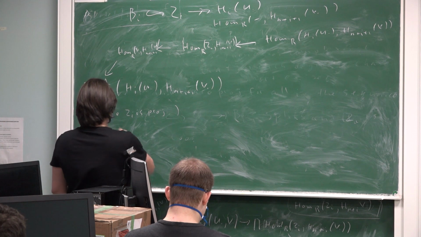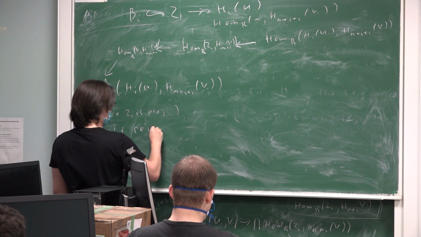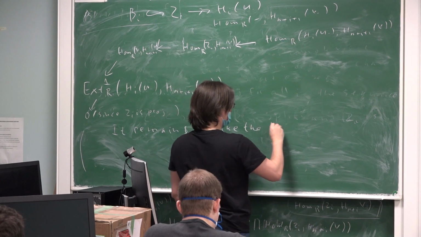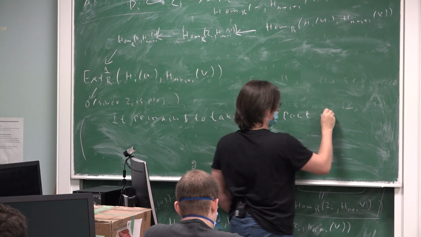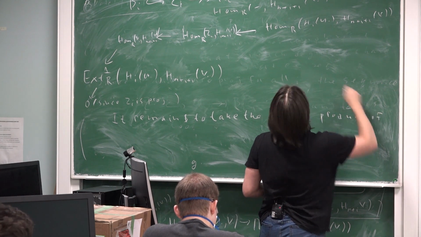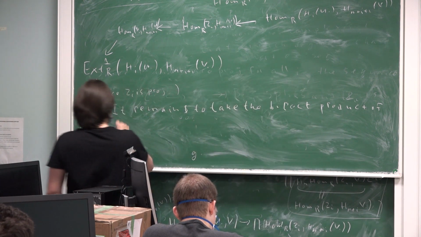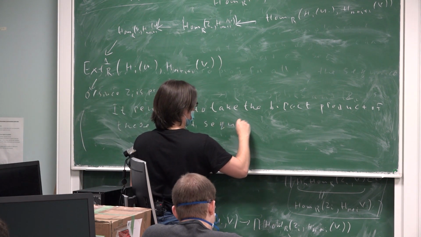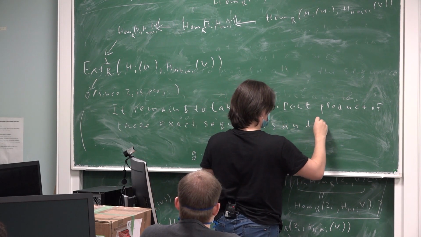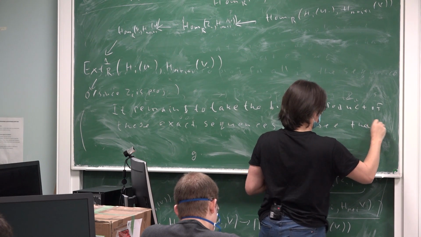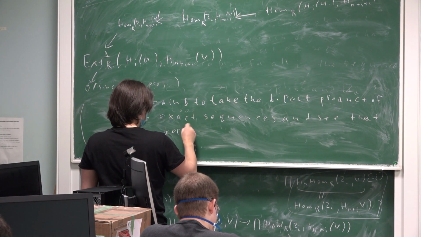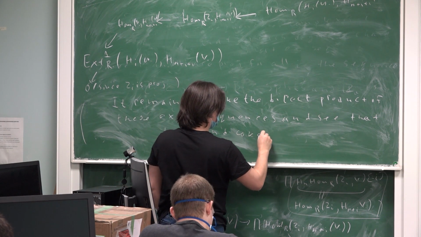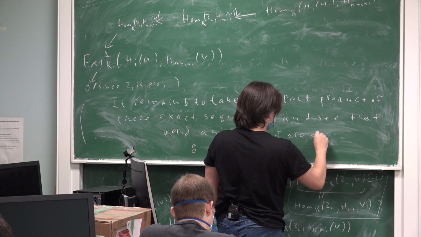And now it remains to take the direct product of these exact sequences. And see that the kernel of delta and the cokernel of delta are as we want.